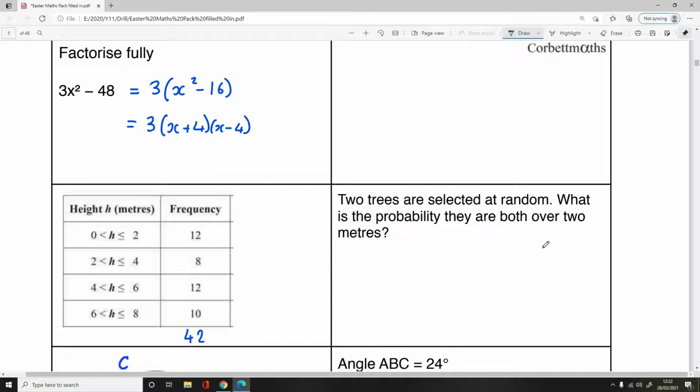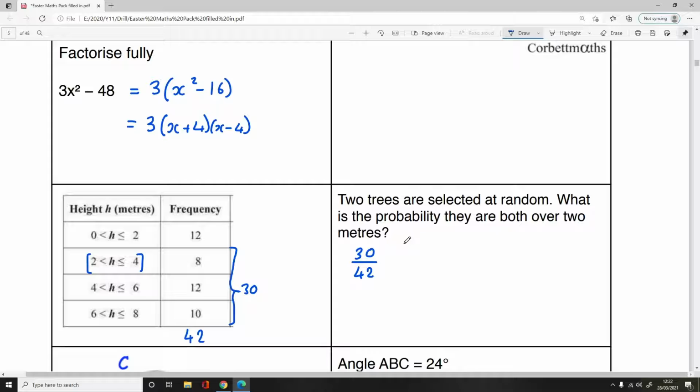And then to get the trees that are over 2 meters, these are the bits of the table that we're interested in. Because this is saying from 2 to 4, 4 to 6, 6 to 8, all of those are bigger than 2 meters. There are 30 trees that are bigger than 2 meters high. So what's the probability that a tree is more than 2 meters? There are 30 such trees out of 42 total.